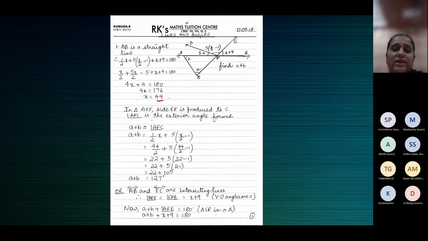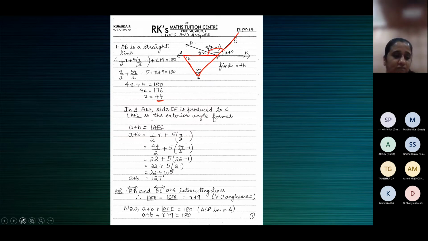One of the ways of finding A plus B is: A plus B is equal to angle AFC. Why angle AFC? Where is angle AFC? See here, AFC. See the triangle here, children. This side is produced, so this is the exterior angle.